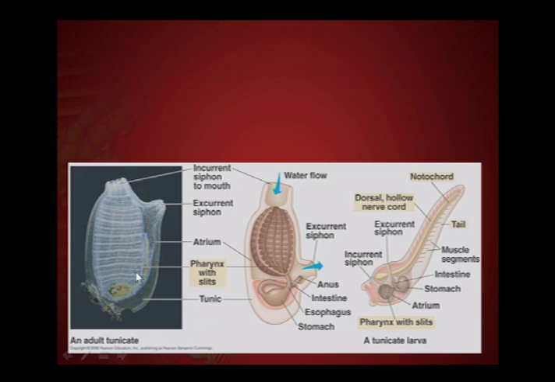The reason they're called sea squirts is that if you were to pick one up out of the water, and again, these are marine organisms, they tend to close up their valves. If you squeeze them, water will squirt out of those valves. So anyway, that's where the name comes from.